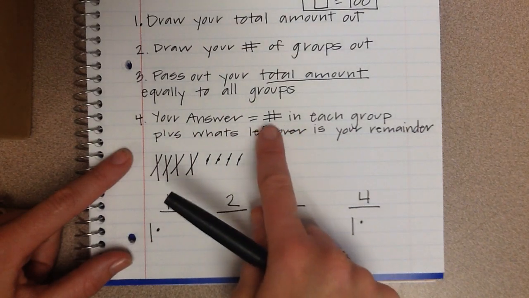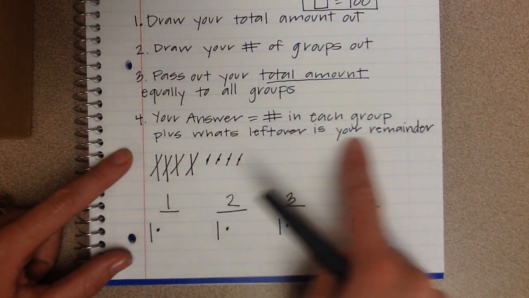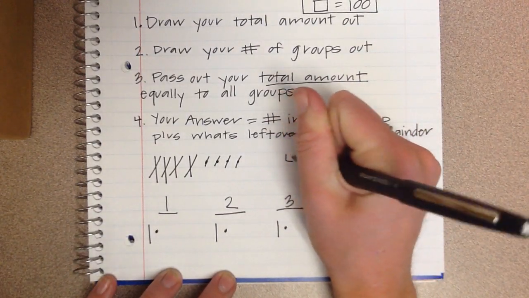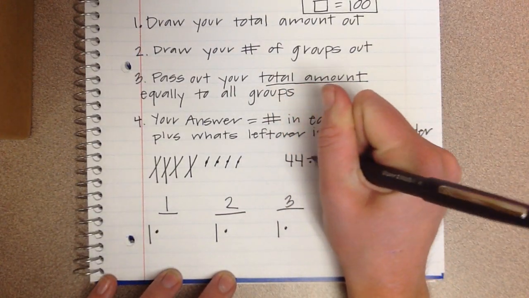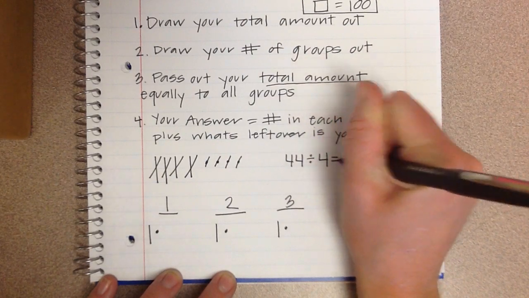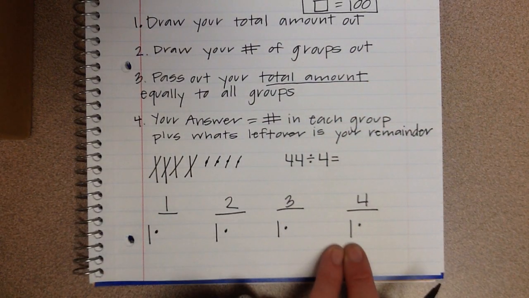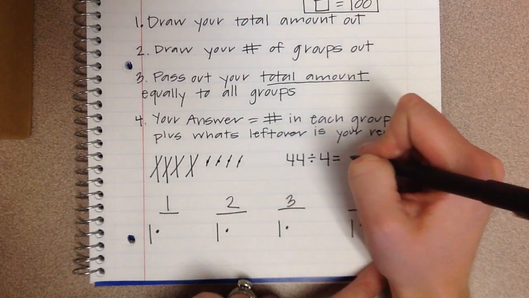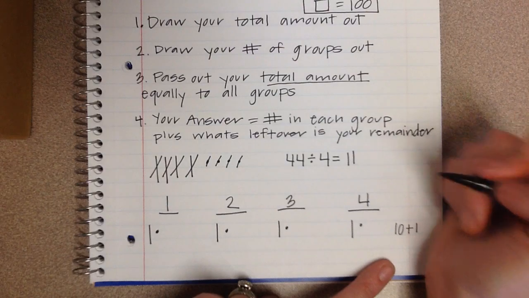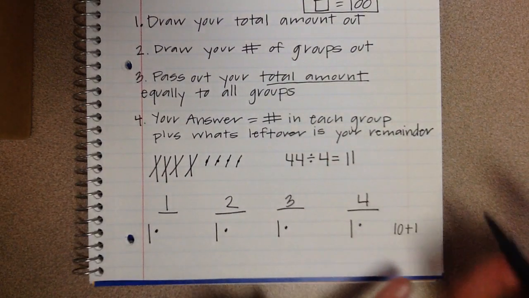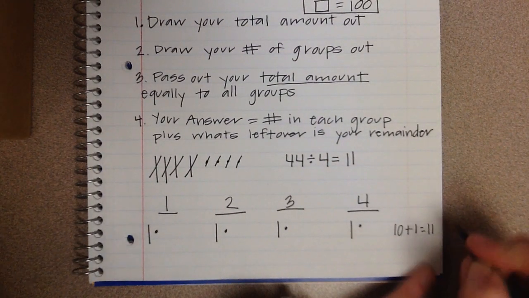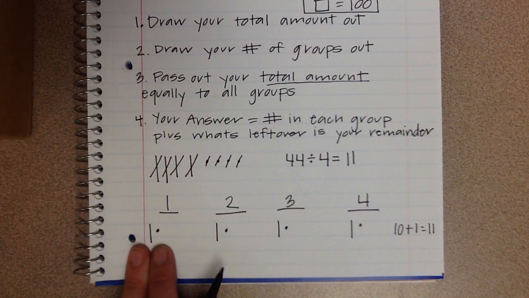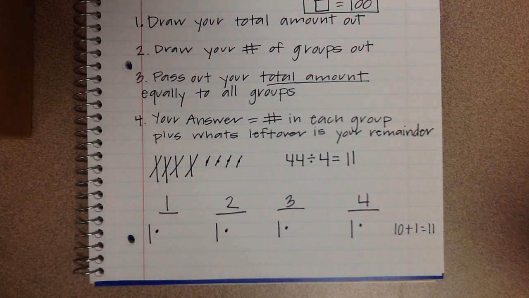Your answer equals number in each group plus what's left over is your remainder. So if my problem is 44 divided by 4, my answer is, well, that represents a 10. So if you want to do 10 plus 1, 11. My answer is 11 because I have 11 in this group, 11 in this group, 11 in this group, and 11 in this group. So that is my answer.